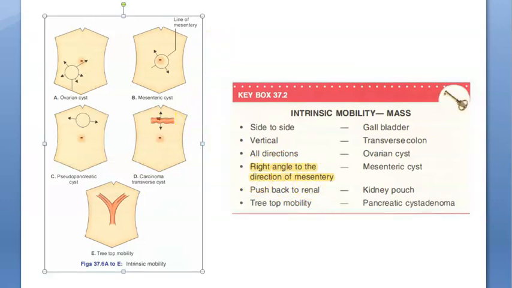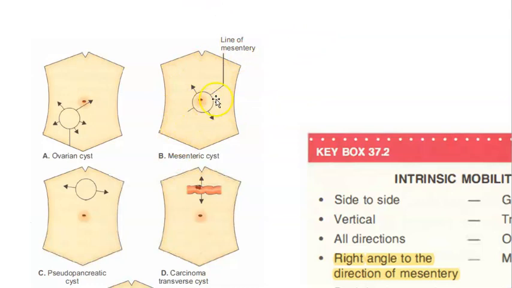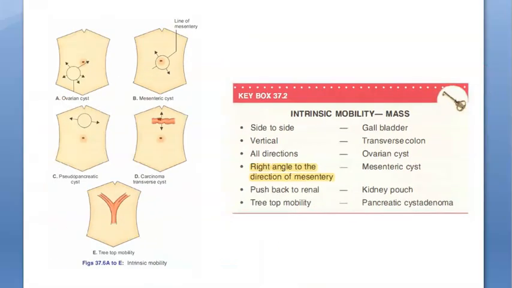So here they have shown many intrinsic mobility, but here we are focused more on what? On the mesenteric cyst. So here you can see that the mesenteric cyst is moving. How? If this is the line of attachment of the mesentery, it is moving perpendicular. Okay, so that's all you have to know. Other things will move how? Side to side movement for some things, vertical movement for some things, right? All directions an ovarian cyst can move. Kidney push back to renal.